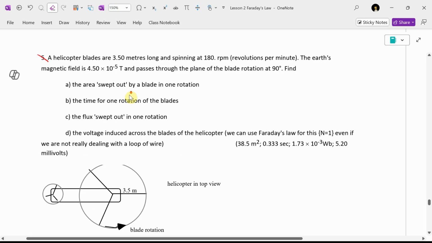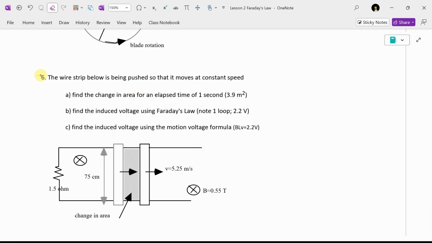I'd love to know. Number 6, circle but cross out A and B. A wants, you can do the BLV questions with Faraday's law. It works, but it's just dumb. I wouldn't do it that way. You can use negative change in flux over change in time. No, I would use BLV.